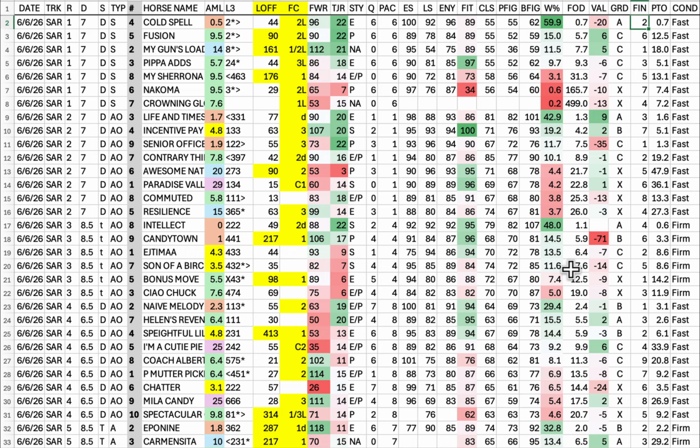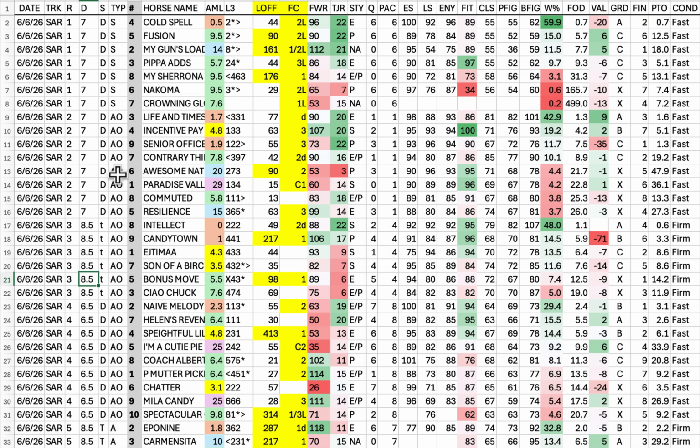First of all, what you've got here is Excel with some conditional formatting set up so we can see some key pieces of information. You've got the date of the race. This is Belmont, Saratoga. R is the race number, D is the distance, S is the surface. Type is the type of race. This is a Brisnet classification. So S is maiden special weight.